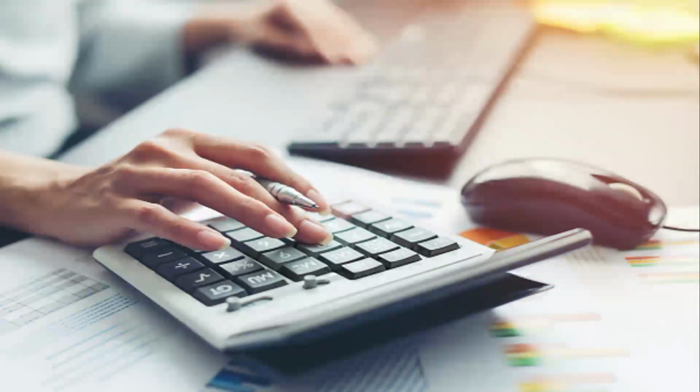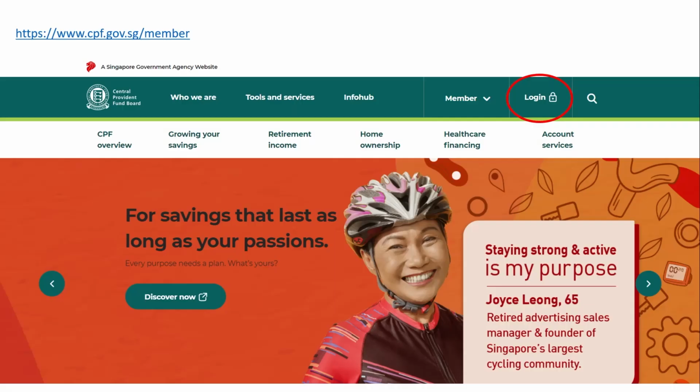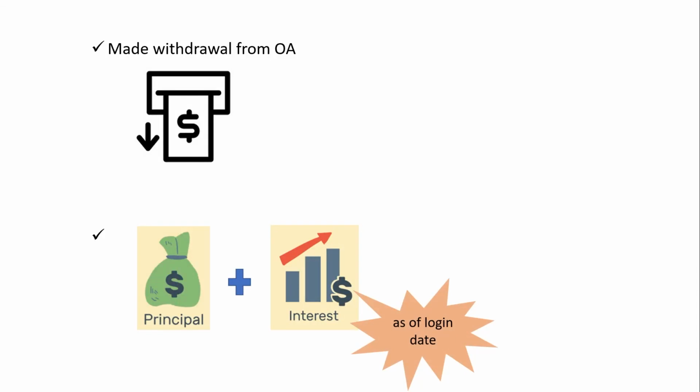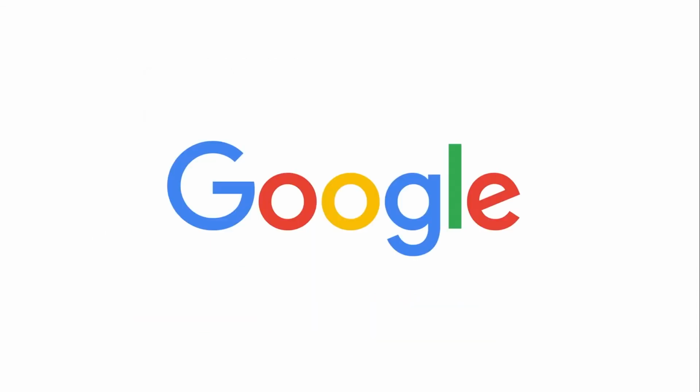Before that, I just want to share that there are a few ways where you can check for this accrued interest. The first way to find out the accrued interest is to check for the actual accumulated amount on the CPF portal directly. This is for those people who have already made withdrawal from their OA. The statement will show you the principal amount withdrawn and the corresponding accrued interest as of the date you log in. Another way is to Google for such a calculator that could give you a quick estimation. This way you will save the trouble of creating your Excel computation.